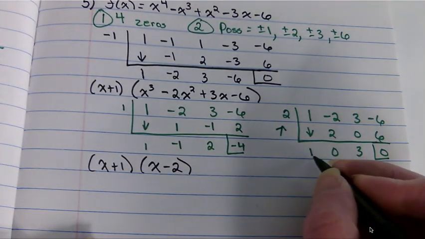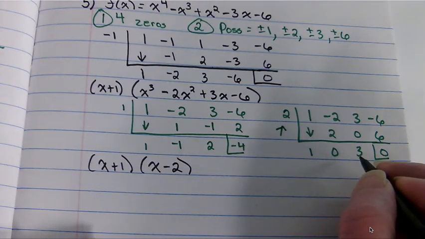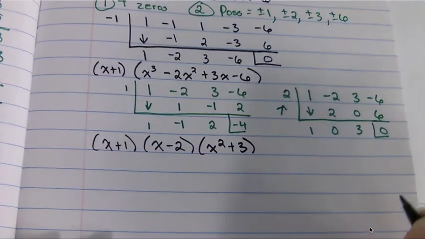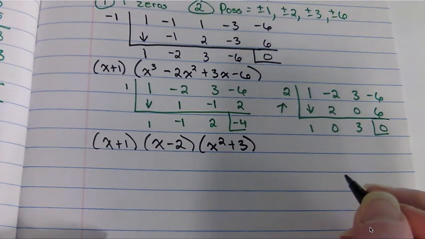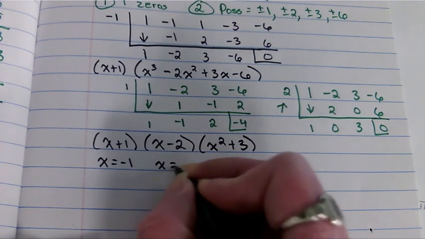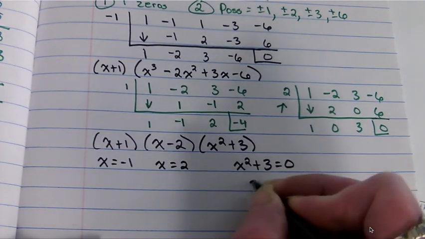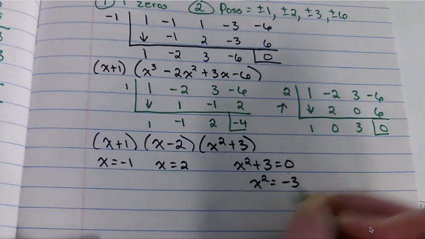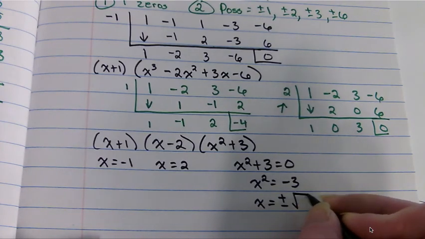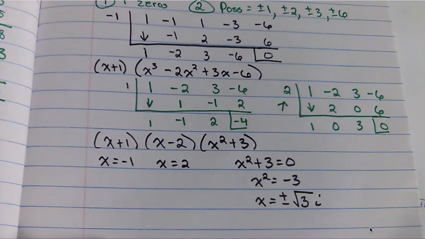Okay, so x plus 1, and that's going to be x minus 2. And this is actually going to be x squared plus 0x plus 3. So it's x squared plus 3. So when I set each of those equal to 0, I get x equals -1, x equals 2. This is going to be x squared plus 3 equals 0. So it's going to be x equals plus or minus the square root of 3i. And I do have 4 solutions.